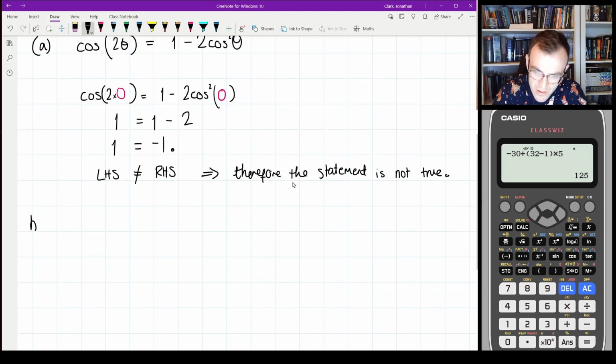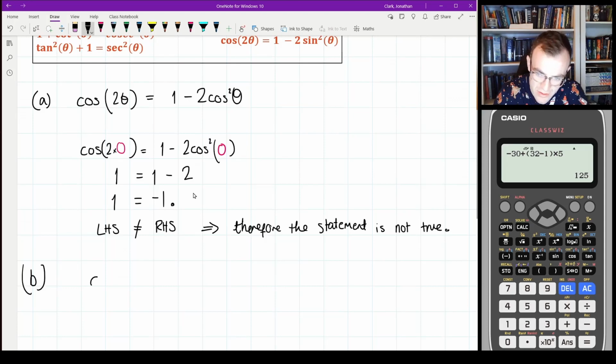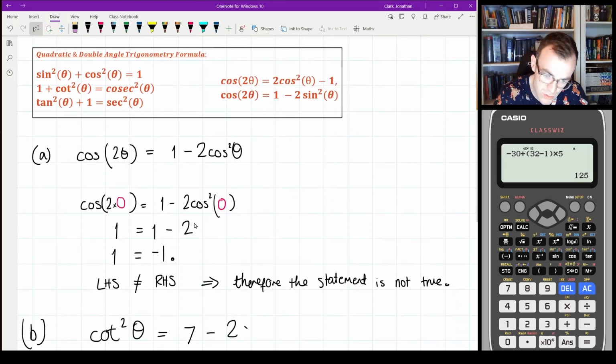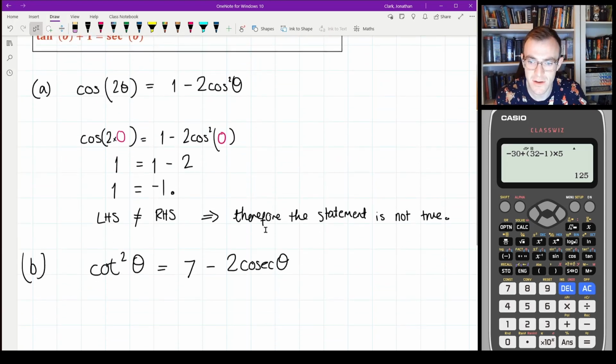Part B, hopefully a fairly standard question. Let's see, so it's cot squared. Let's write it down first of all. Cot squared theta is 7 minus 2 cosec theta. And we're finding values between 0 and 360.